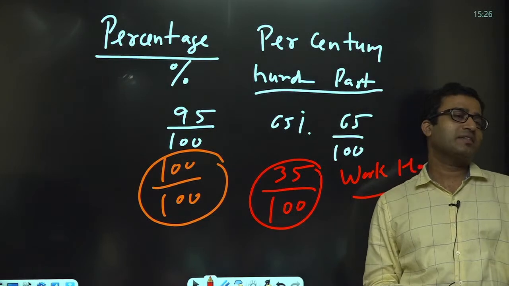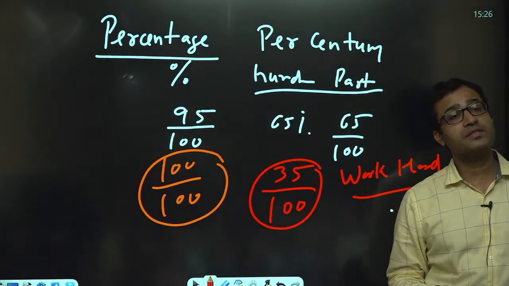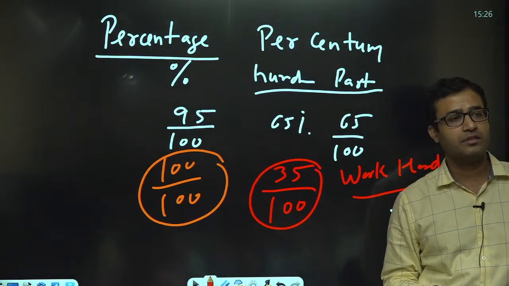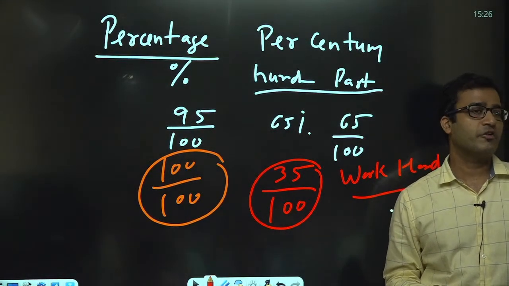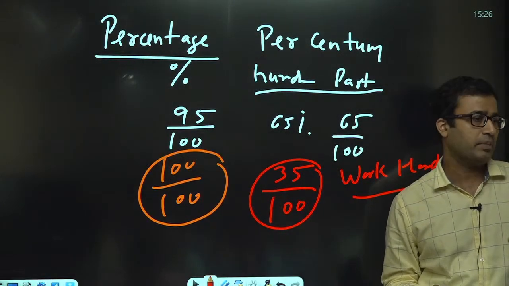So 35% क्या होता है, 35 marks out of 100 is 35%, 100% is 100 part out of 100, 100 marks out of 100, 50% is 50 part out of 100. Percentage is simple, very simple.